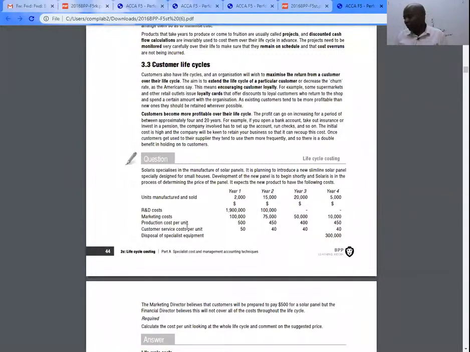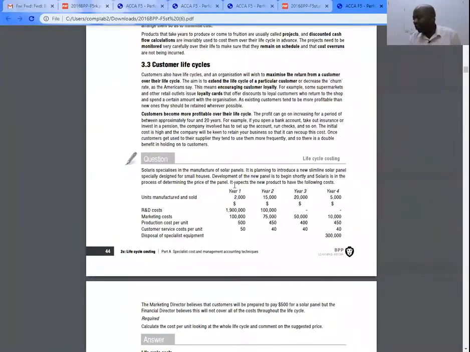And then we have production cost, but per what? Per unit. So the production cost per unit, those ones you must multiply with the number of units. Like now here you will take 500 times 2,000 plus 450 times 15,000 plus 400 times 20,000 plus 450 times 5,000. Because ideally, I would want to get the total production cost over the entire life cycle for all the years. The same case here with customer service cost, I can see per unit. So it is per unit, I must always do that simple thing.